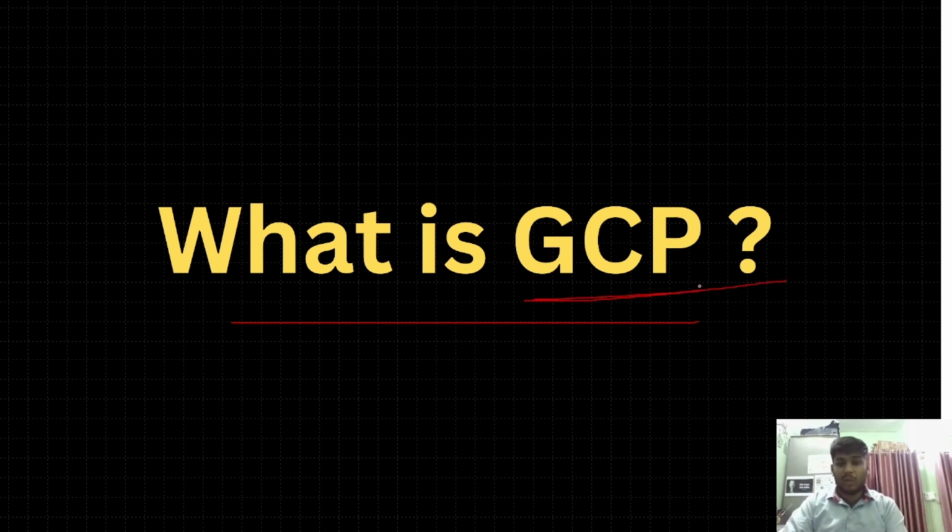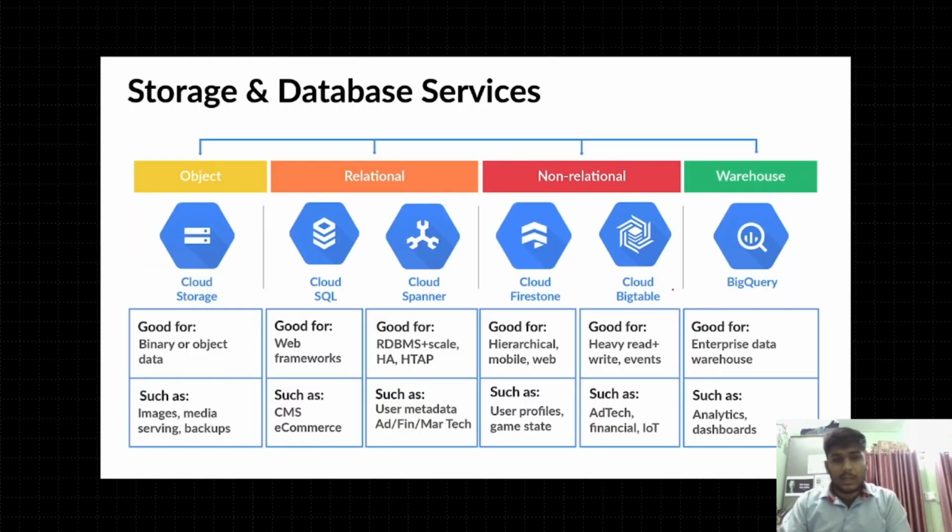provider. We have IBM, we have Google Cloud, we have AWS, we have Microsoft Azure, we have Red Hat. So why are we using Google Cloud Platform over here? So why are we using this?